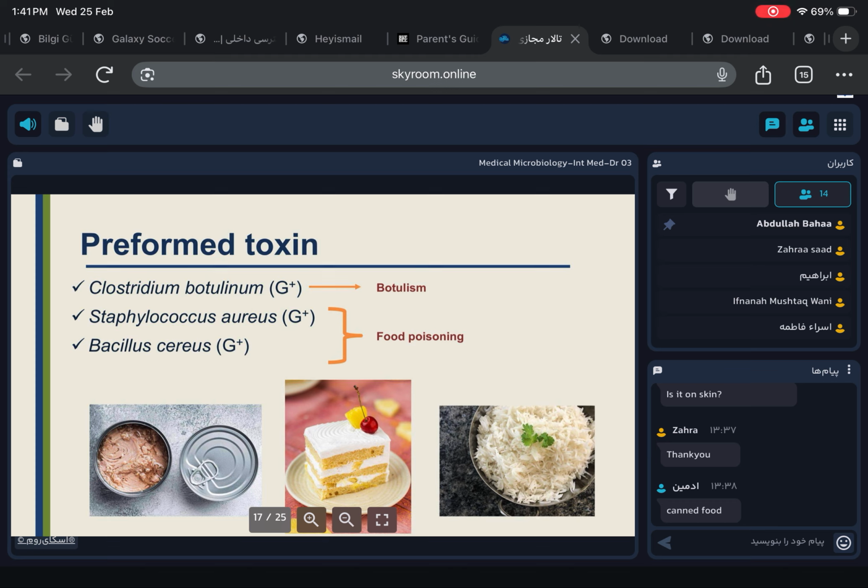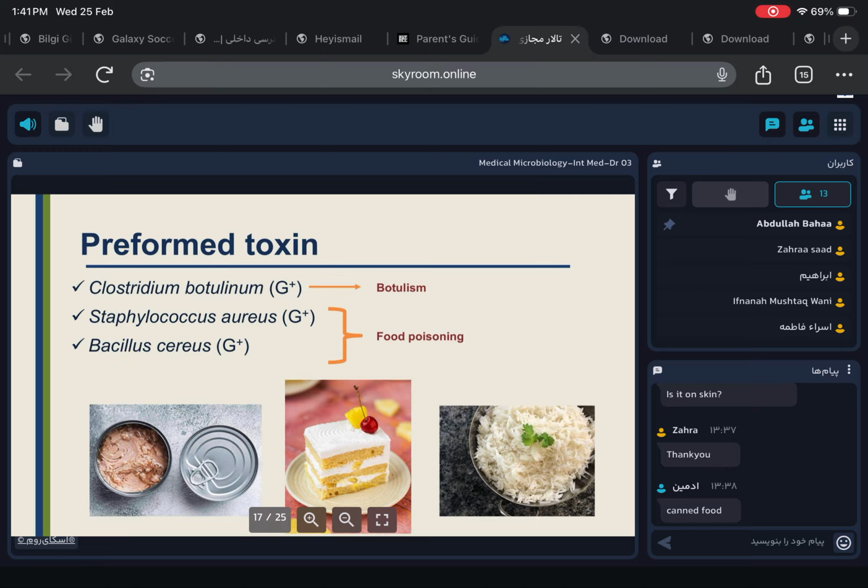And we have another bacterium, Bacillus cereus. It's a gram-positive bacterium. Sometimes rice is contaminated with the spores of Bacillus cereus. If we cook rice, the spores of this bacterium are resistant. You already know the facts about spores. I told you that they are very resistant to harsh environmental conditions, including heat. So if we cook contaminated rice, the spores of the Bacillus cereus won't die.